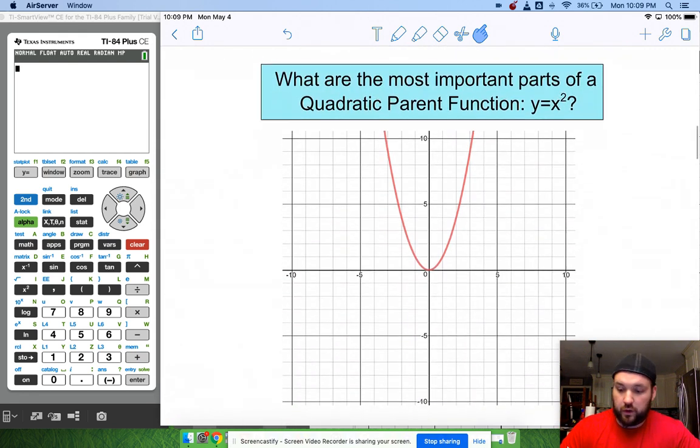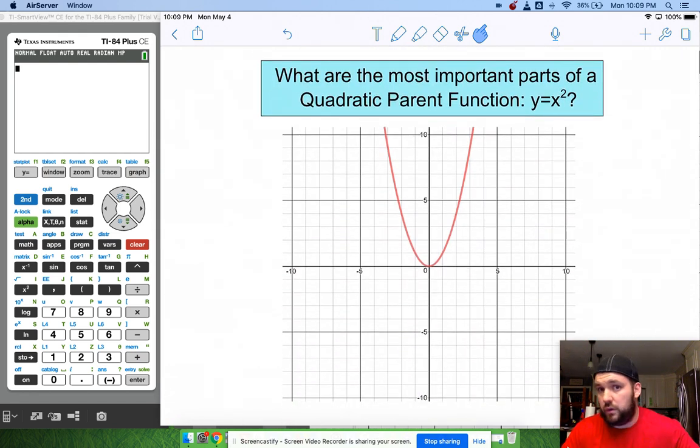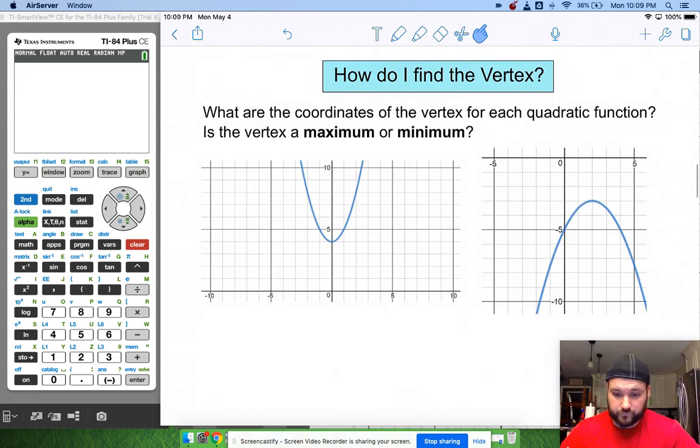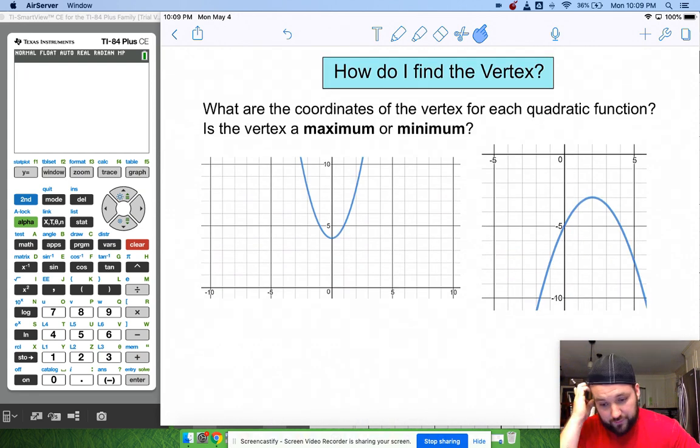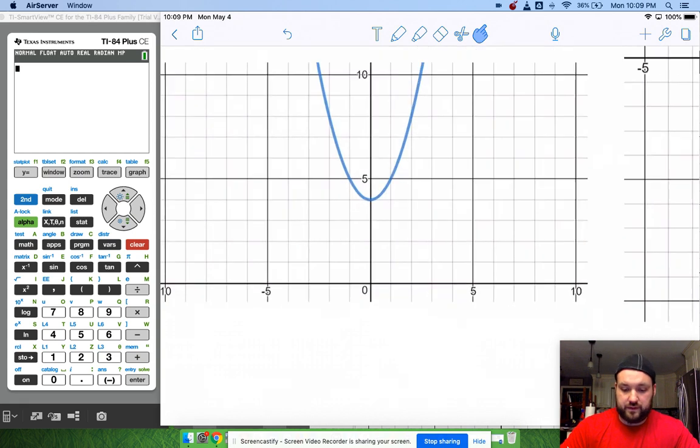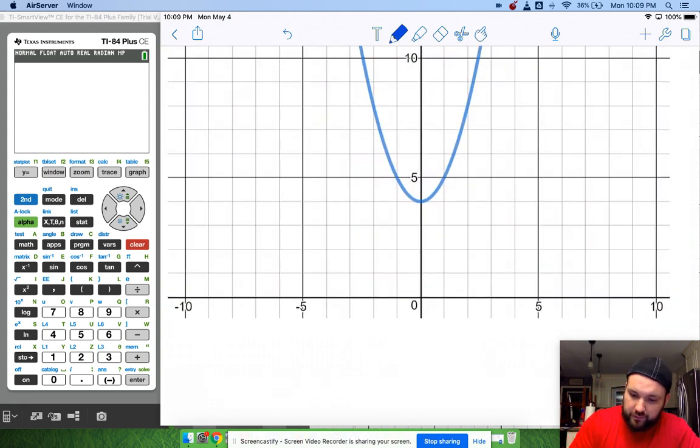Okay. What are the most important parts of a quadratic function? We already discussed it. Going to move on. So, how do I find the vertex? Again, the vertex you should be able to visually spot pretty easily because in this case it's going to occur at the bottom of the graph down here. So here's my vertex of that graph.